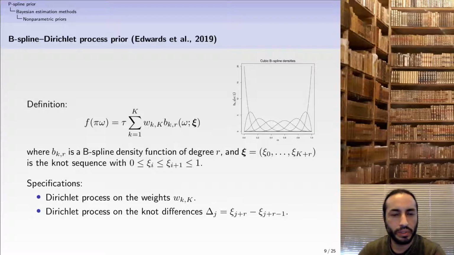The deficiency of the Bernstein-Dirichlet prior algorithm can be solved by replacing the beta densities by B-spline densities. The B-spline distributions have better approximation properties than the mixture of beta densities. This prior is a mixture of B-spline densities, which depend on a number of points known as knots. That is the location where the splines meet. The number of B-splines k is also variable, and like in the Bernstein-Dirichlet prior algorithm, a Dirichlet process is allocated on the weights. In addition, a Dirichlet process is allocated on the knot differences.